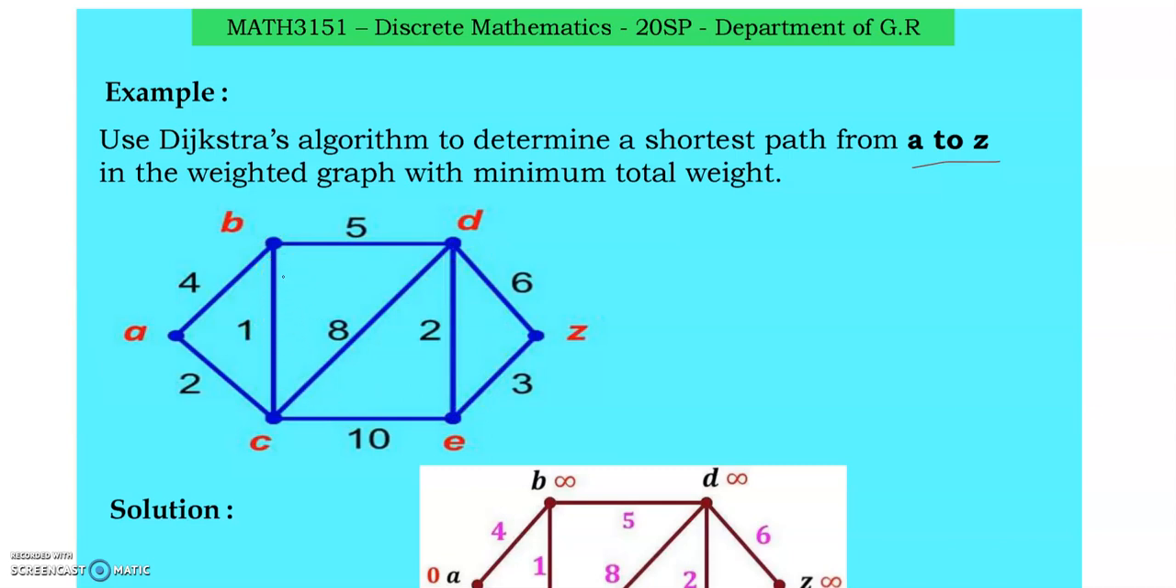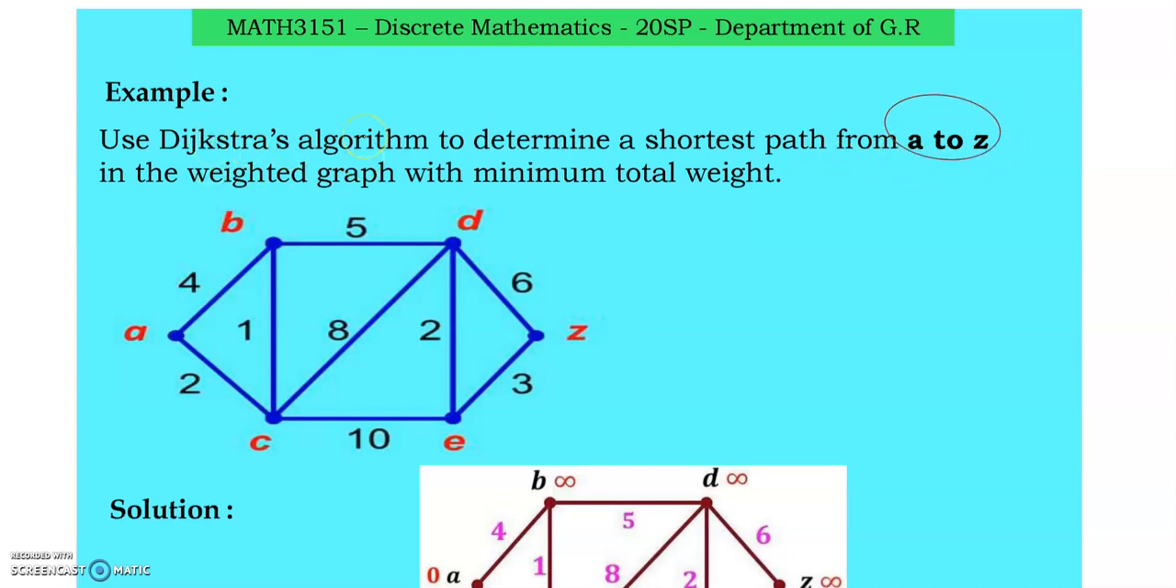Why do we say that this is a weighted graph? Because for each edge we have some weight. Maybe this 4 is some measurement, maybe kilometers or some other unit. How many vertices do we have? 6 vertices: A, B, C, D, E and Z. Now we are going to find the shortest path from A to Z by this method.